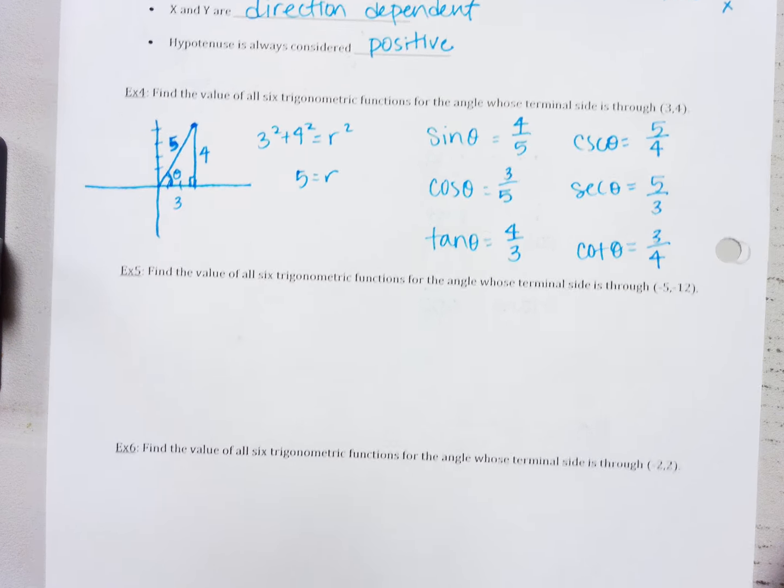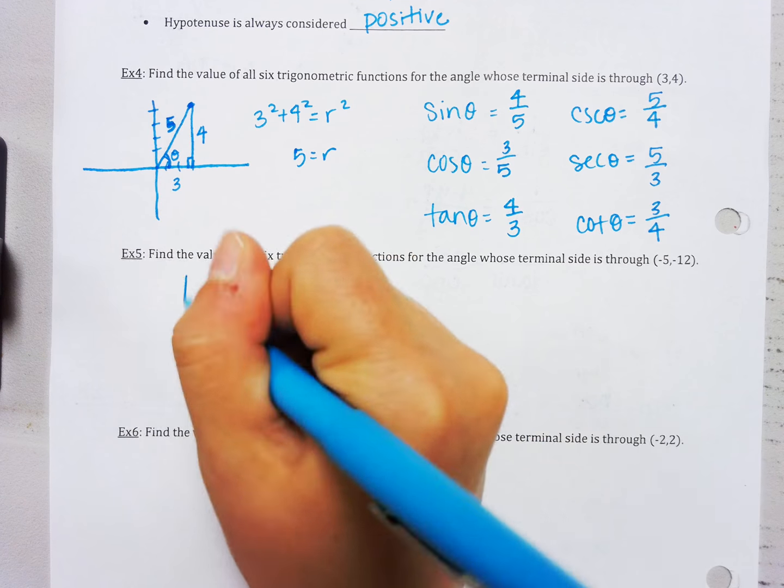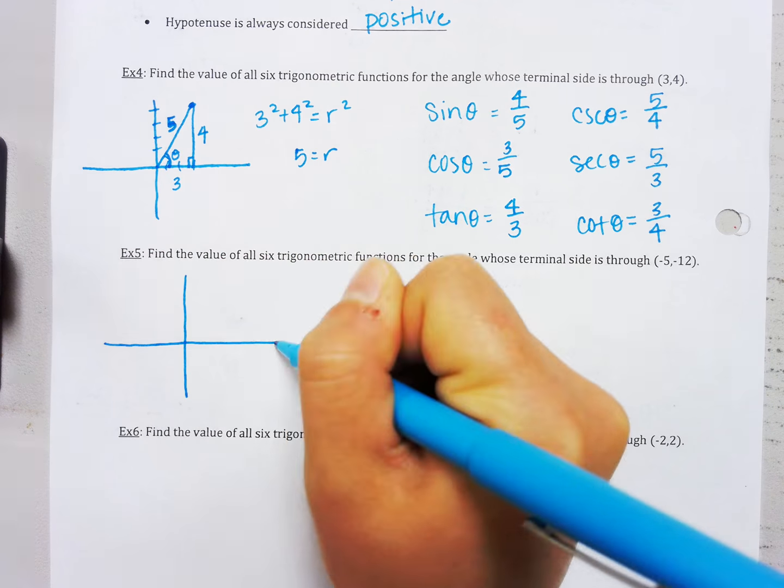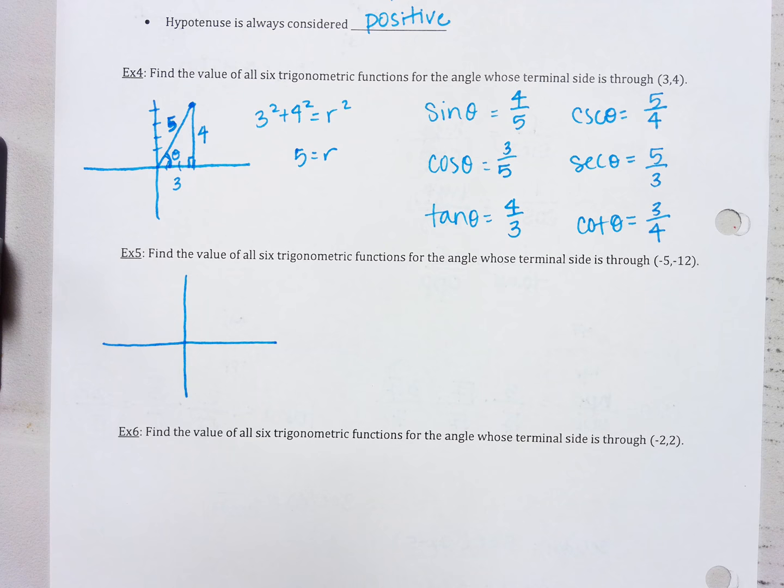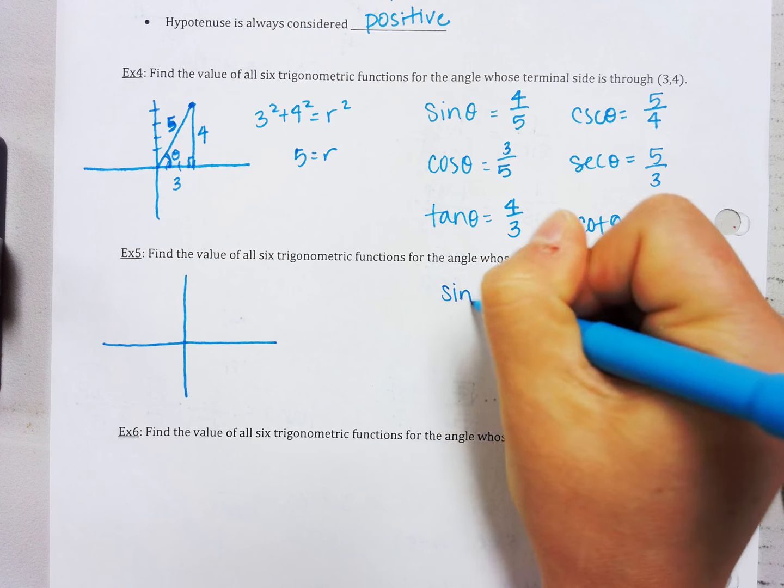Okay, let's do one more. That's a little bit simple. So here's our Cartesian plane. We're again finding all of our 6 trig functions.